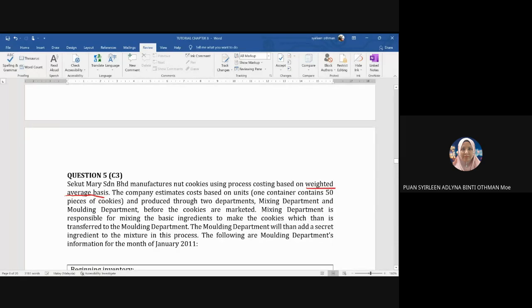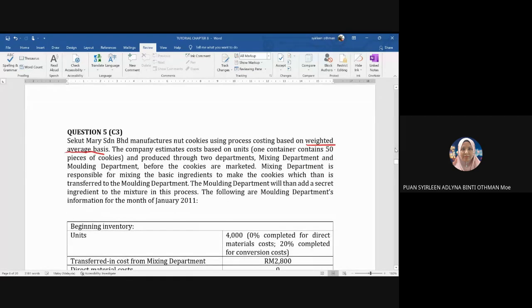Okay, so one container contains 50 pieces of cookies and produce 2 departments, mixing and molding, before the cookies are marketed. Okay, mixing department is responsible for mixing. Okay, the molding department will then add a secret ingredient to the mixture in this process. Okay, so dia cerita-cerita tu lah. Panjanglah sedikit ceritanya. Alright, so beginning unit saya bagi 4,000.